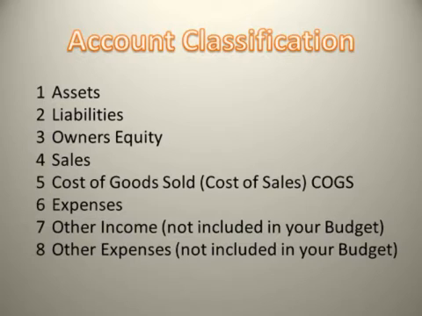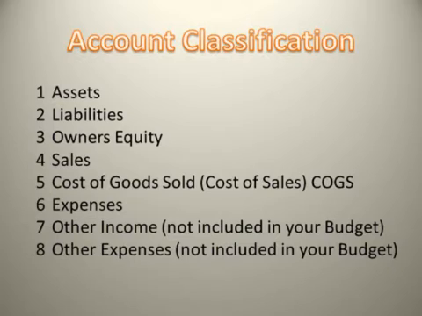So, how did we come up with this? Well, it's not anything which is fixed in concrete. You can have any account classification you like. But way back in the 1930s, the New York Hotels Association decided it would be nice if all the hotels had the same sort of classification. And they came up with this classification: 1 for assets, 2 for liabilities.